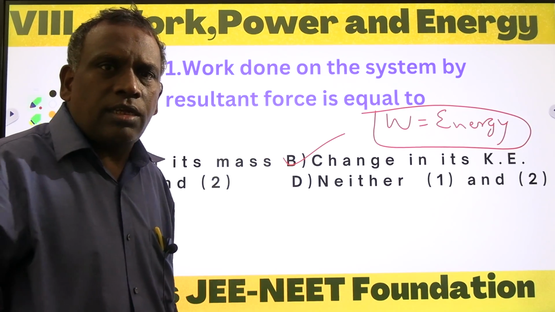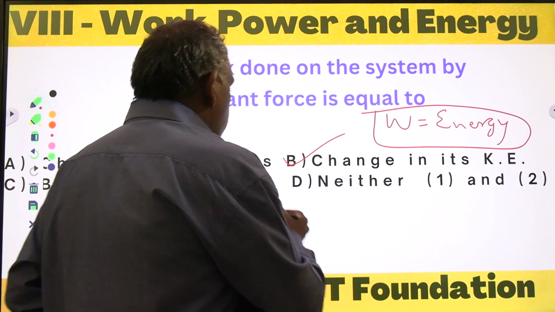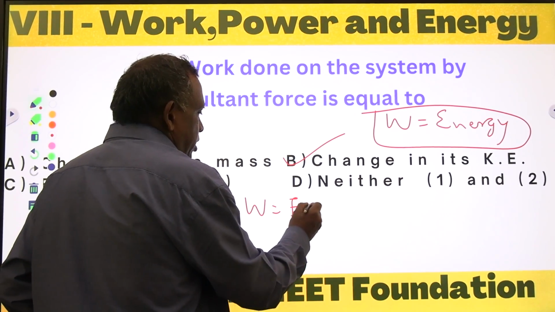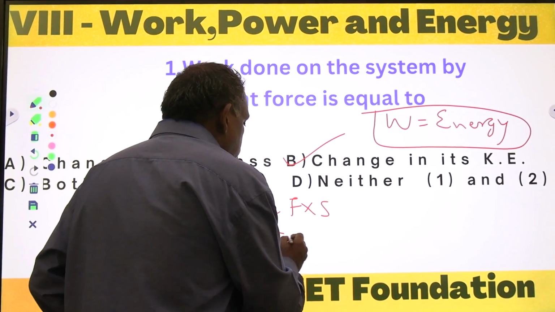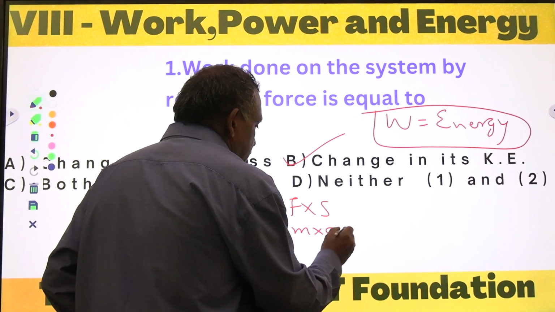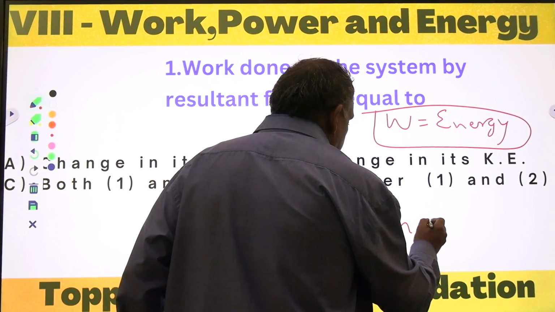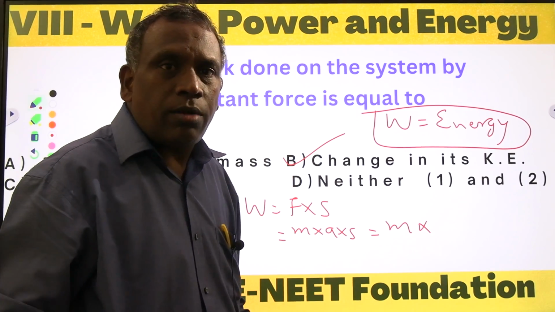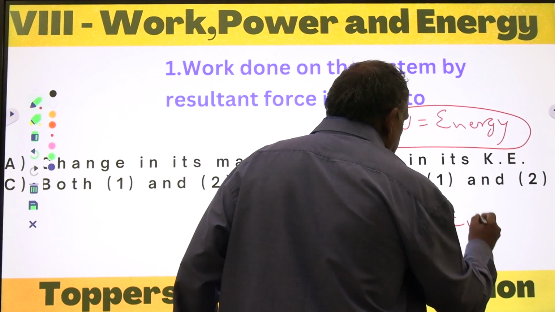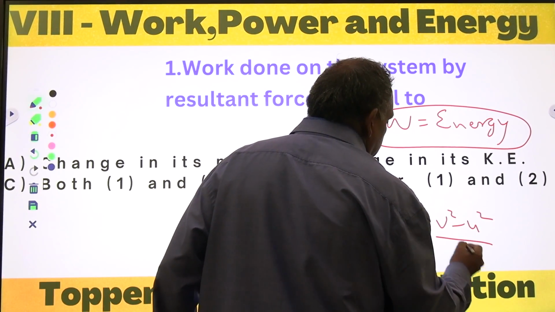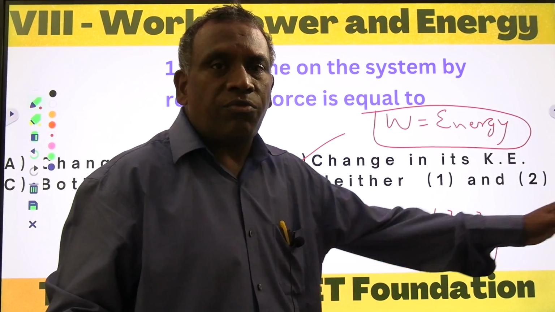Work done is force into displacement. Force is mass into acceleration, so you can write mass into acceleration into displacement. Using v square minus u square equals 2as, that can be written as mass into v square minus u square by 2. So this is half mv square minus half mu square.